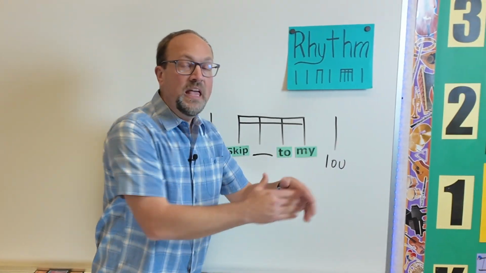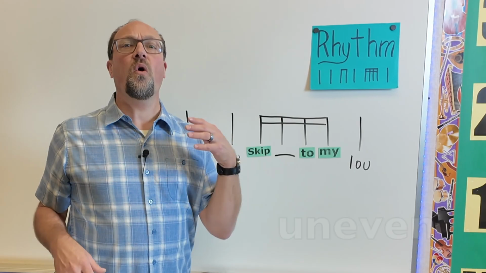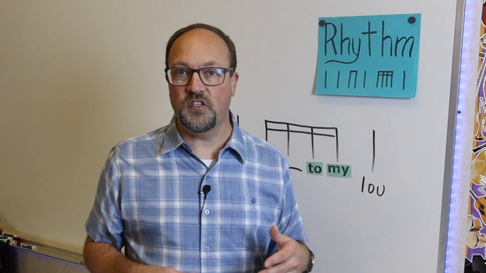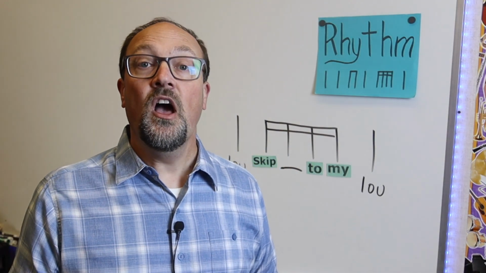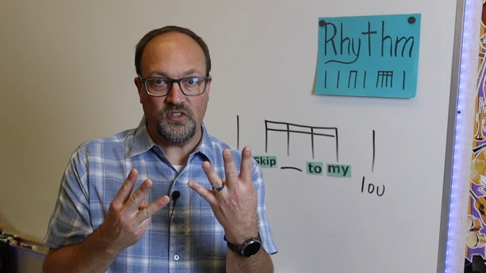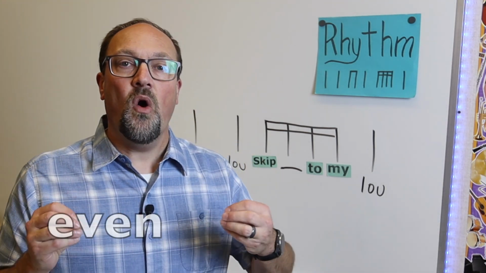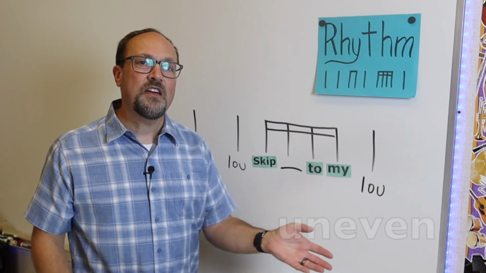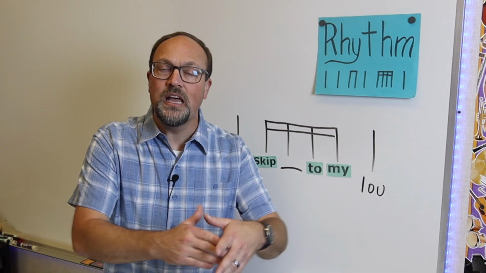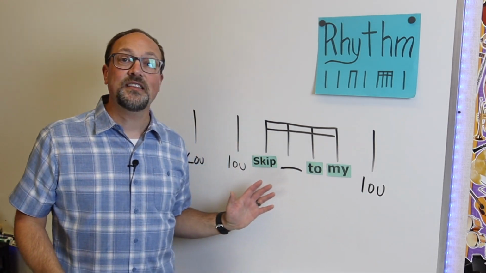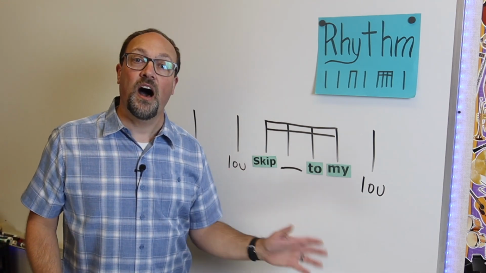Skip to my Lou. Is this even or uneven? We've talked about this before. You have to ask the question, are there 3 sounds over 4 sounds? Are they even or uneven? If they were even, it would be skip to my Lou. That would be like a triplet. And this is not even, it is uneven.